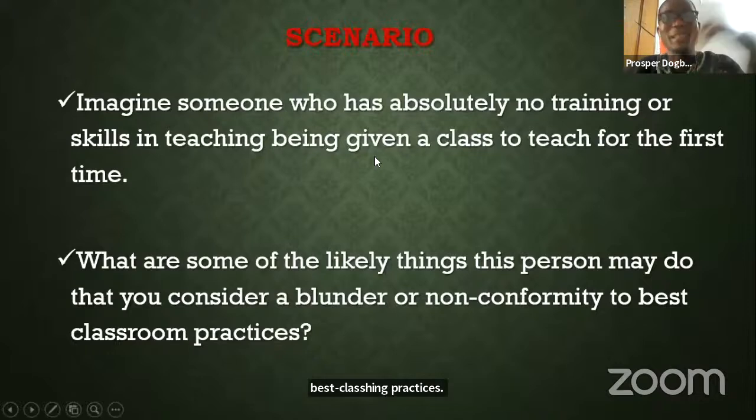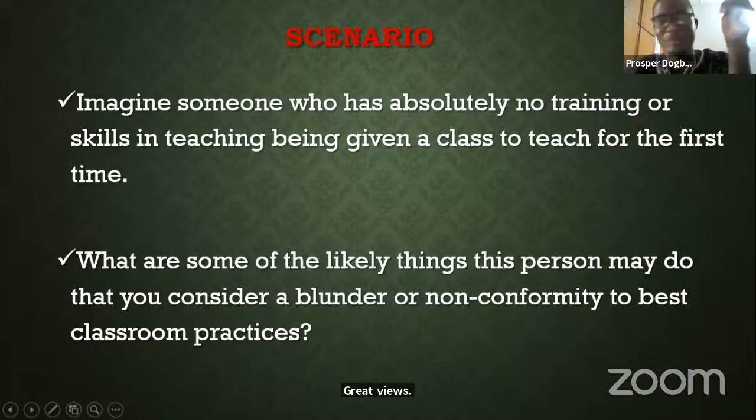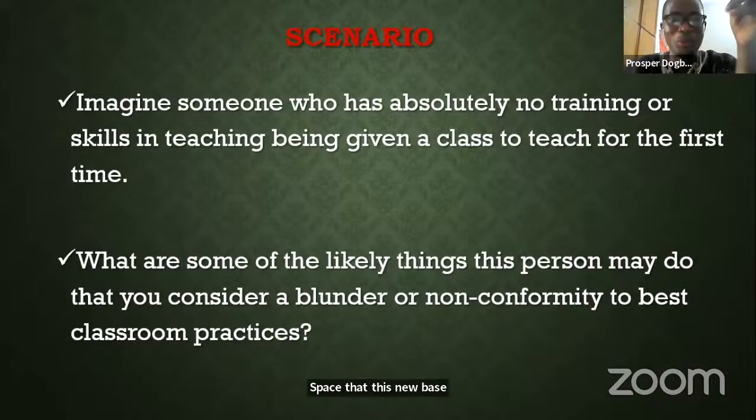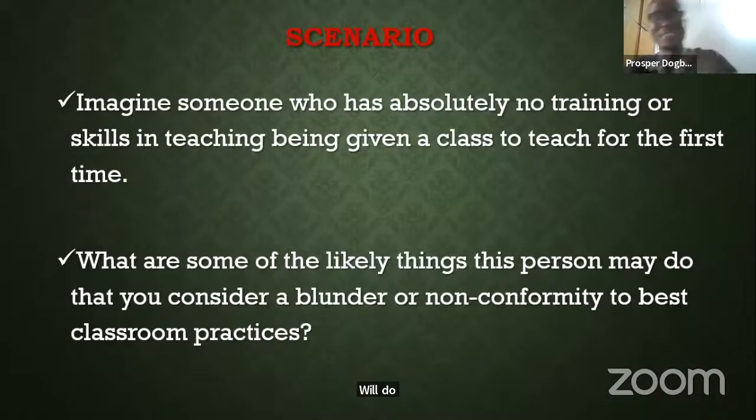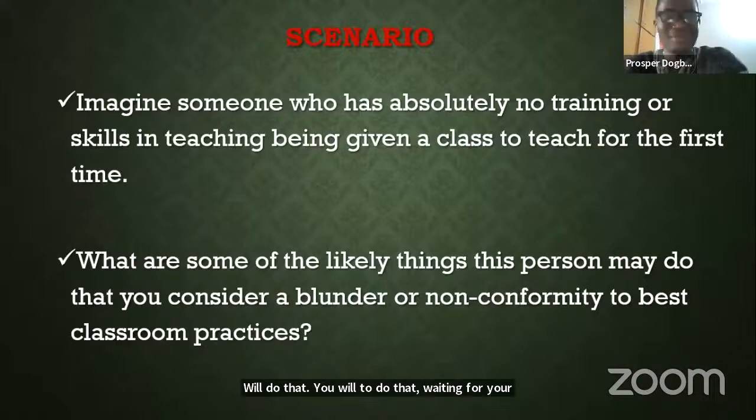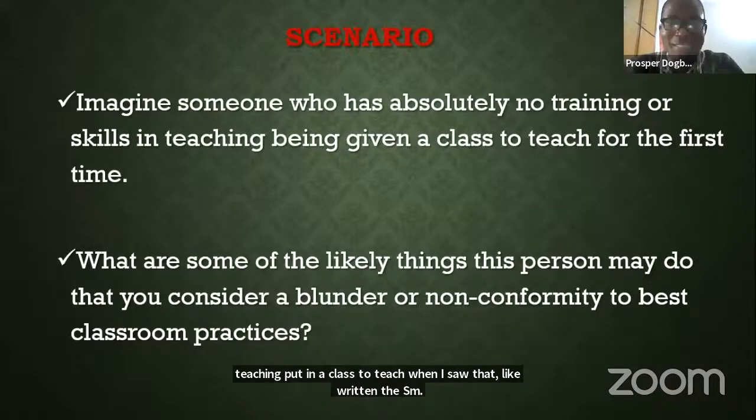What are some of the things that this novice will do that you will consider a blunder? Waiting for your responses in the chat box. Someone who has no idea, no training about teaching, put in a class to teach. What are some of the likely things the person might do that in your view will be considered a blunder?